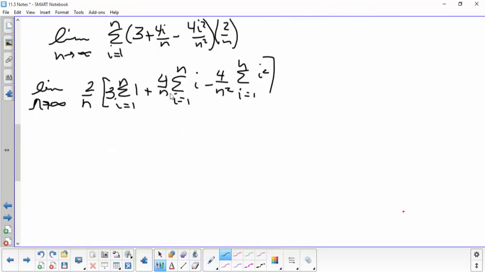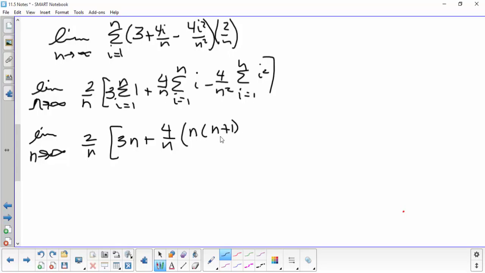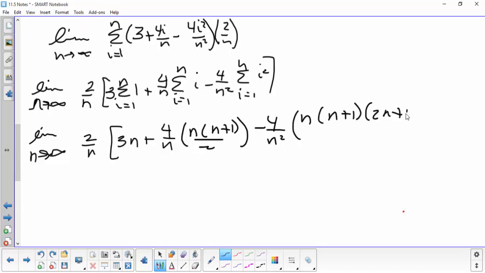Our next step is to replace the sigma notation with the formulas that we've learned. So we have the limit as n approaches infinity of 2 over n times 3 times the sum from i equals 1 to n of 1, which is just n, plus 4 over n. This formula for i is n times n plus 1 over 2.